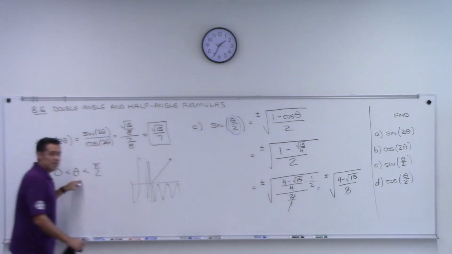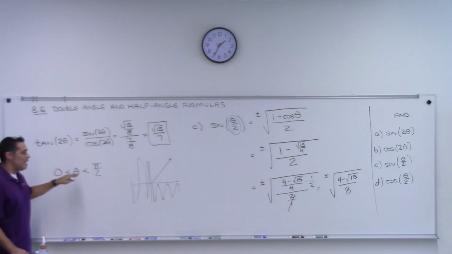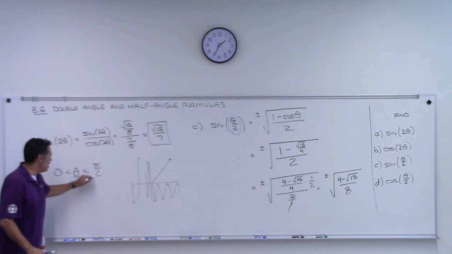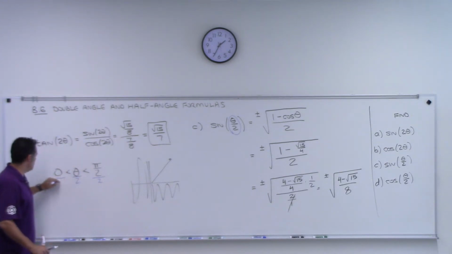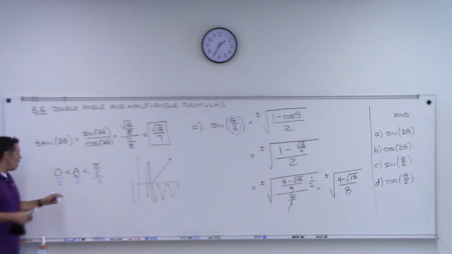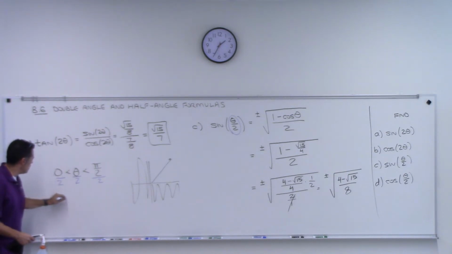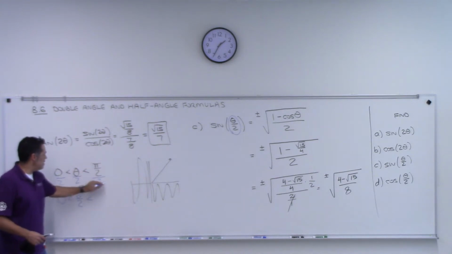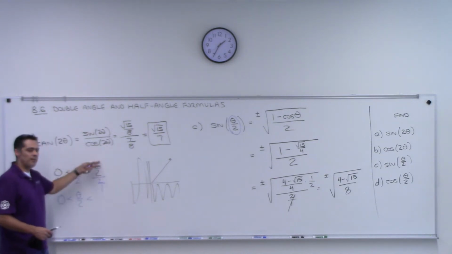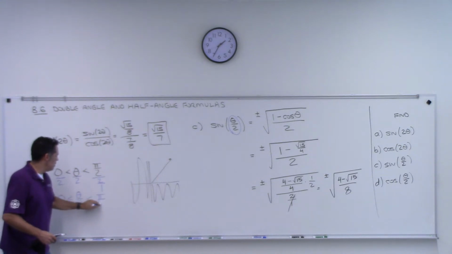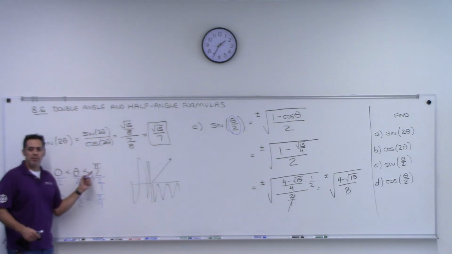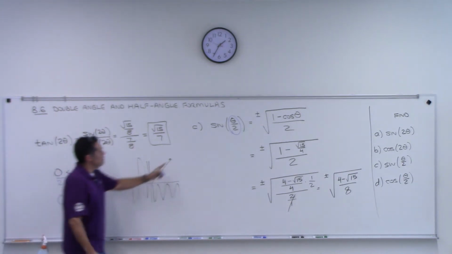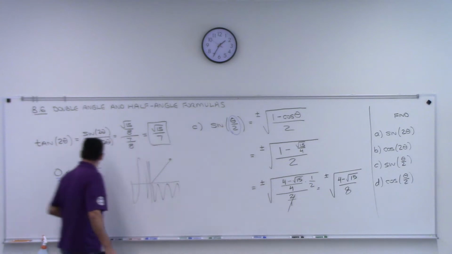So what I'm going to do is take this original inequality and ask myself, what would happen if I divide that by 2? I'd have to divide everything by 2. And so that gives me a new inequality. 0 divided by 2 is 0, less than theta over 2 has to be less than, keep dot flip, pi over 4. So you're taking half of pi over 2, which is pi over 4. So my angle theta over 2 has to be between 0 and pi over 4.